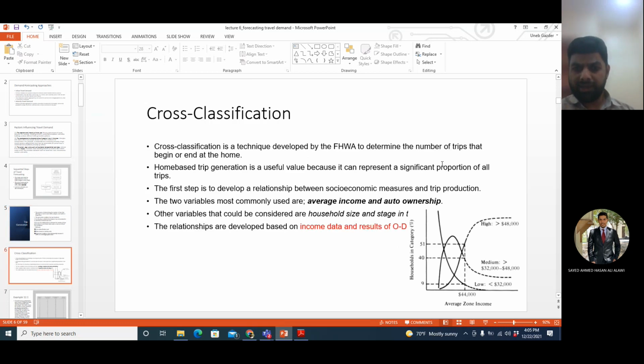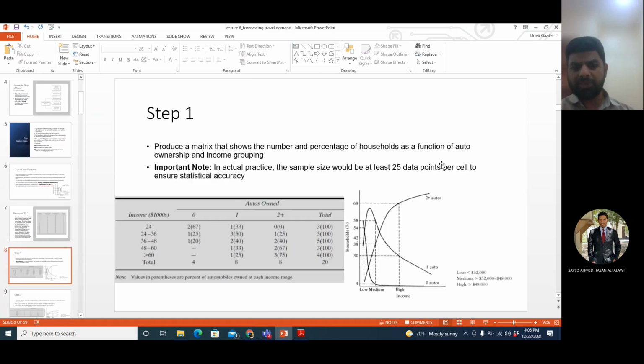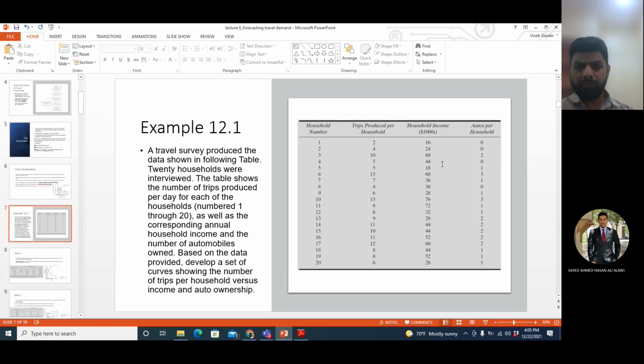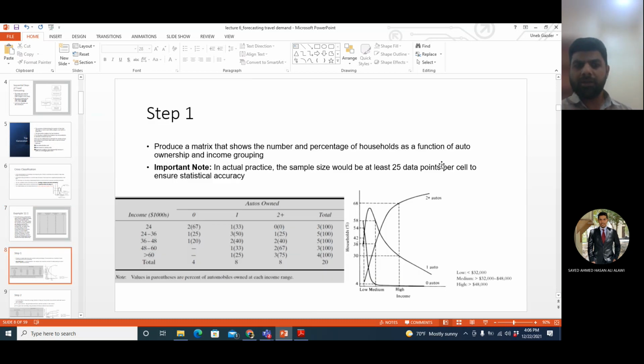analysis. And we were looking at an example of the cross classification method where the trips were calculated on the basis of household income and number of cars per household. So we completed one example where data was given for 20 households from a region, and trips and household income and number of autos per household was given for these 20 households. So using that data, first of all, we developed the relationship between, or we developed the matrix between number of cars in the household and income.